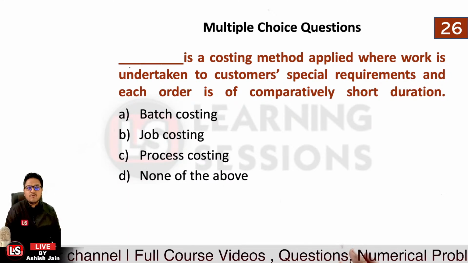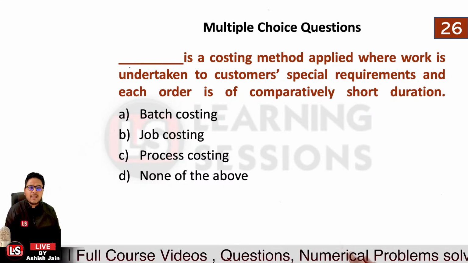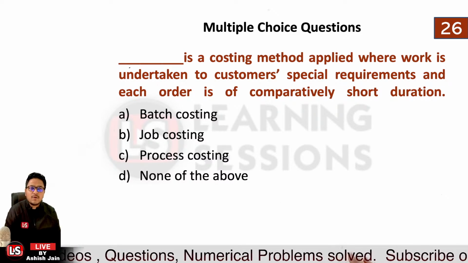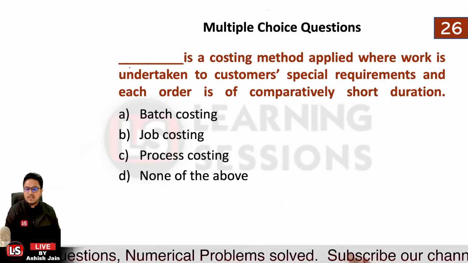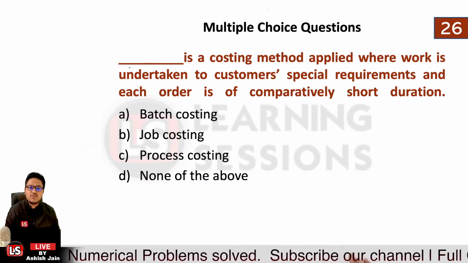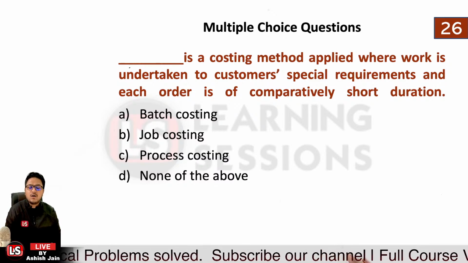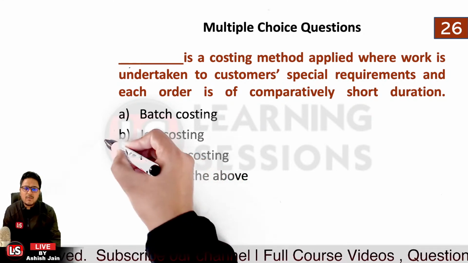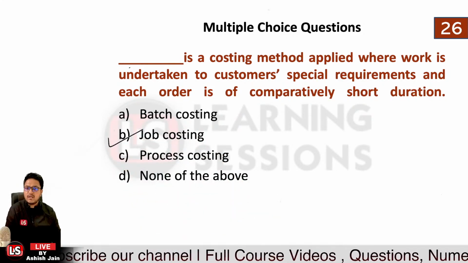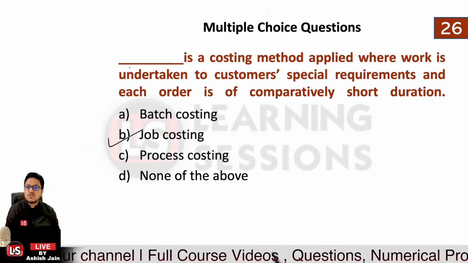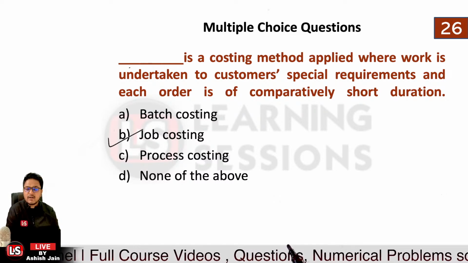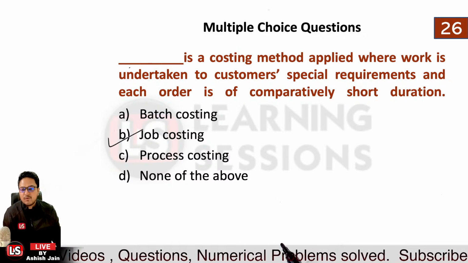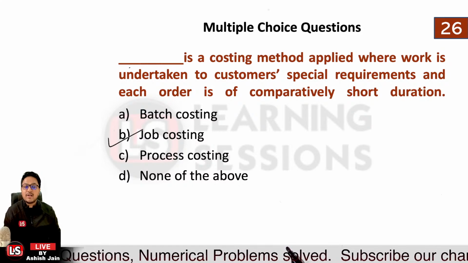Next question, it says, which type of costing is a costing method applied where work is undertaken to customers' special requirements and each order is of comparatively short duration? It will be batch costing, job costing, process costing, or none of the above. The answer will be job costing, because in job costing a particular job is to be done and it is for a shorter period. Otherwise, if it is for a longer period, it is said to be contract costing.